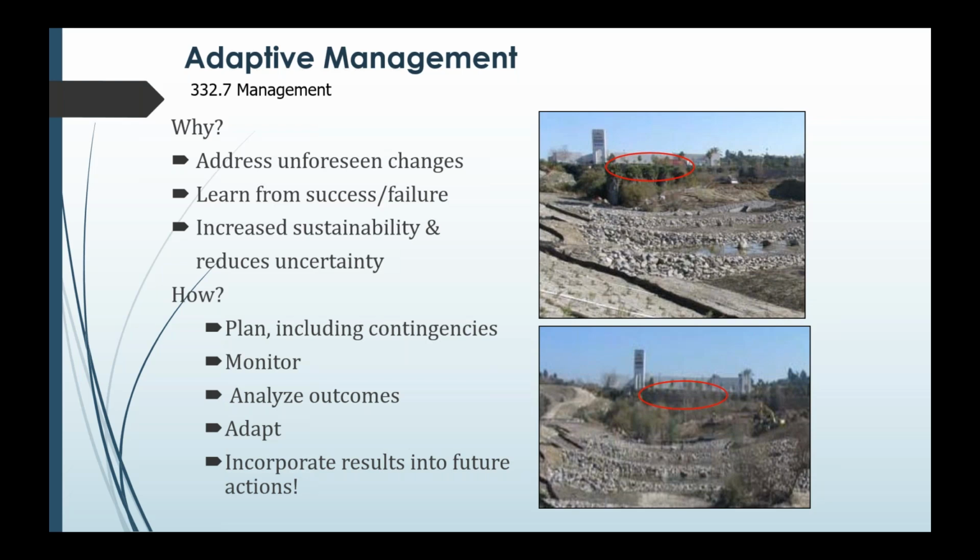And then how do you do adaptive management? You plan for it. You include contingencies in your financial assurances, and in long-term management planning. You monitor on a regular basis, whether that's quarterly, biannually. You analyze those outcomes, and you adapt. You go out there. If it's something minor, you do it without needing to deal with your regulatory agencies. But if it's major, then you need to get your agencies involved right away and get out there and adapt. And then you incorporate results into your future actions. Don't keep submitting the same design, the same approach, and expecting a different outcome.